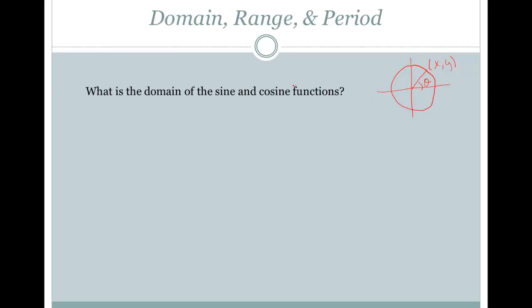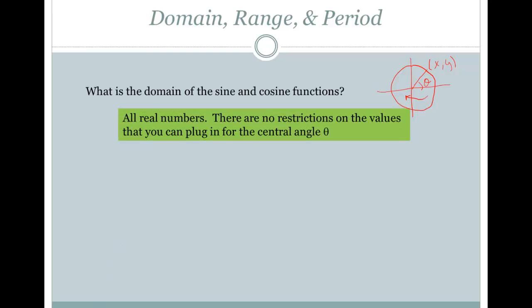But when I start talking about domain, it's what are these angles that I can plug into the sine and cosine function? Well, as we saw before, we can keep going around and around this thing as many times as we want. If I go from 0 to 2 pi, I'm going to go through every value at least once. If I go 0 to 4 pi, I'm just going to go around this thing twice. If I go negative pi, I'm going in this direction. So there's really no restriction on what value of theta I can put in. I'm just going to keep going around that circle. So the domain is going to be all real numbers. There's no restriction.